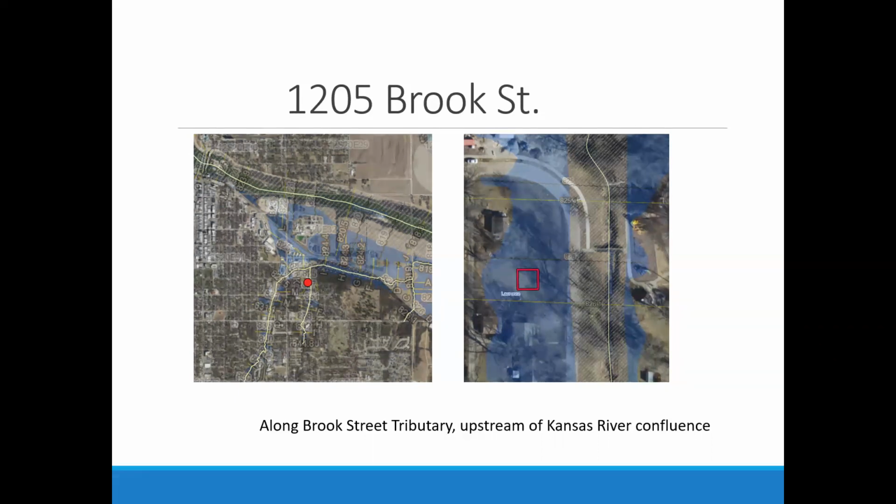That's the stream that I'm working with. It's just upstream of the confluence with another tributary, and then it goes right into the Kansas River right there. So the direction of flow here is actually south to north as we're looking at it, zoomed in on this particular property.